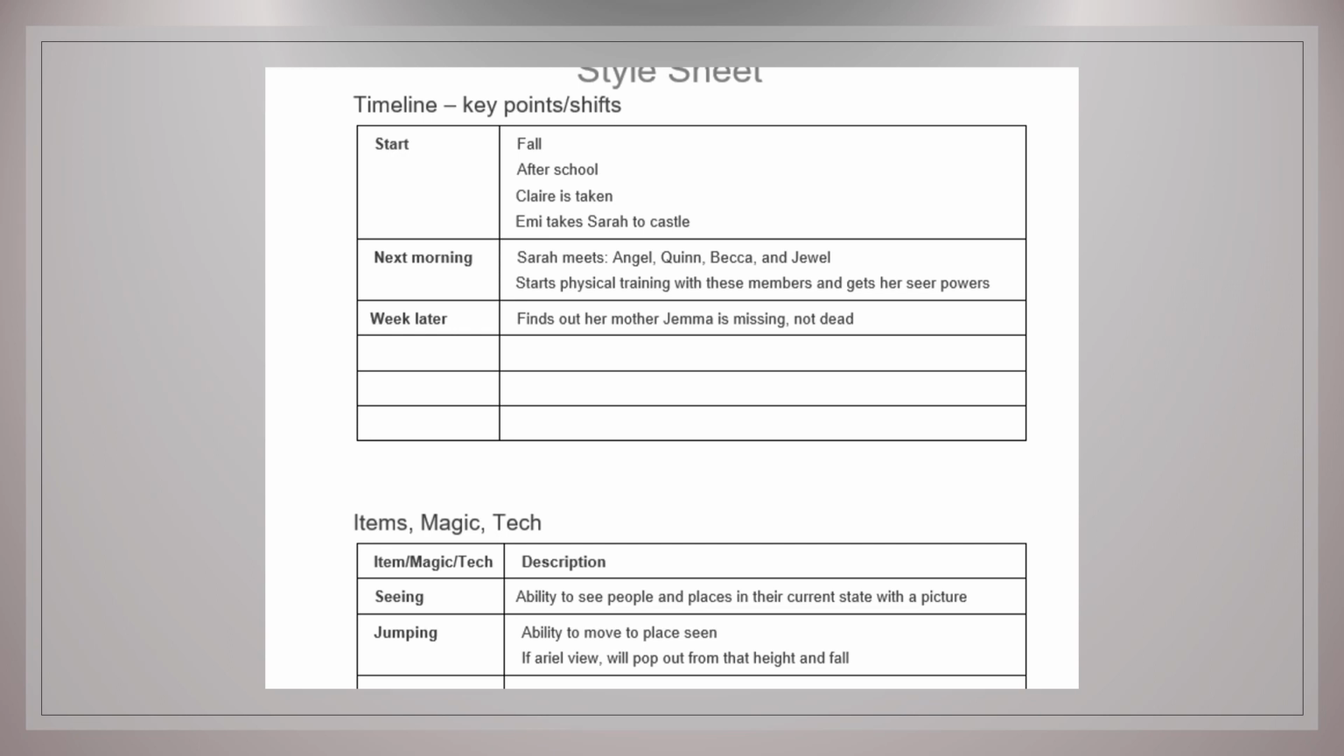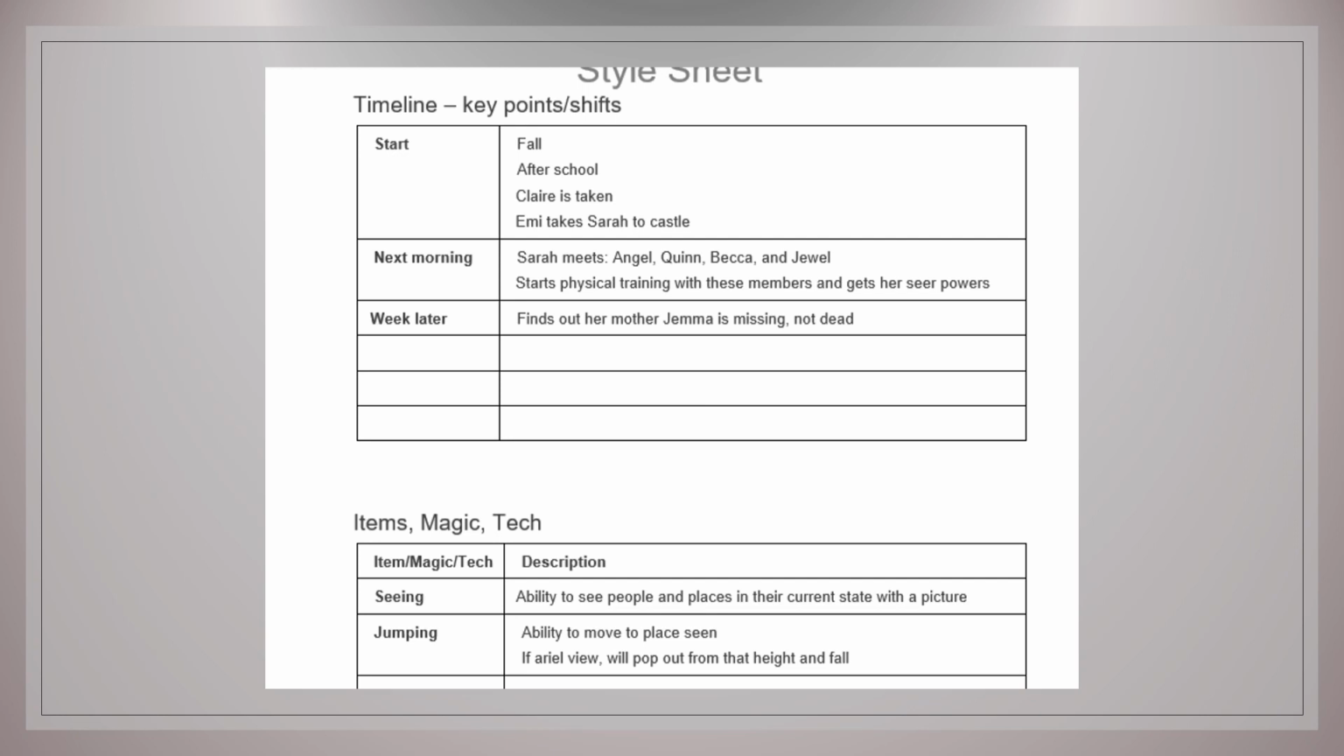So in my story, the start of the novel is in fall. It's after school when Claire is taken and Sarah is picked up by Emmy and taken to the castle. And the next morning, Sarah meets other main characters that are going to be there, so I put those in there. And she starts her physical training and finally gets her seer powers. Now one week later, she's going to find out that her mother Gemma is missing, not dead. This part, a week later, is going to spark her to travel on to a new side adventure.